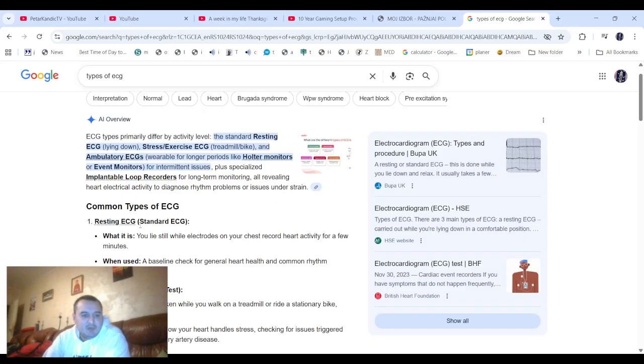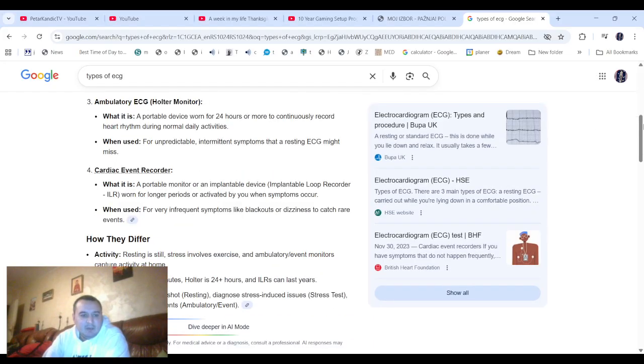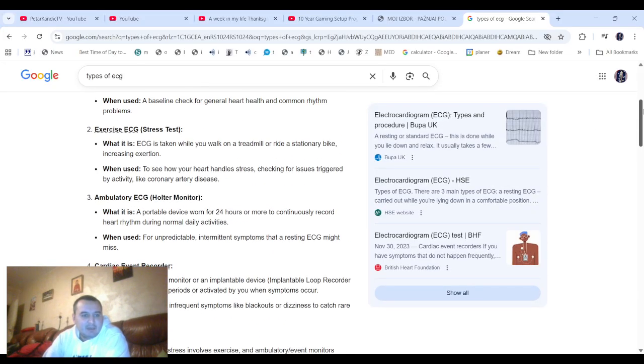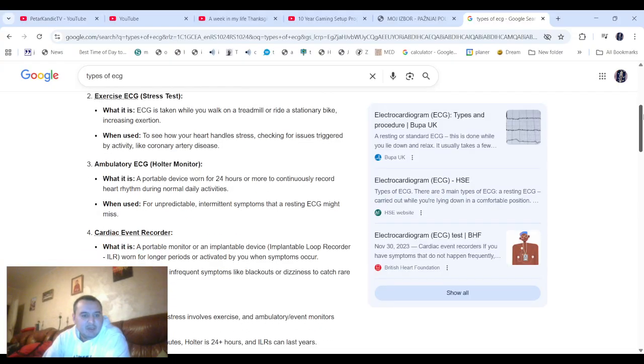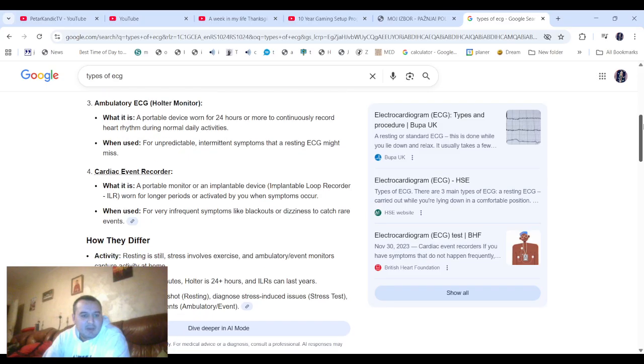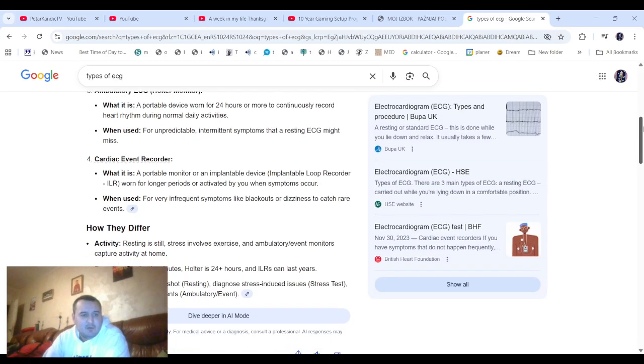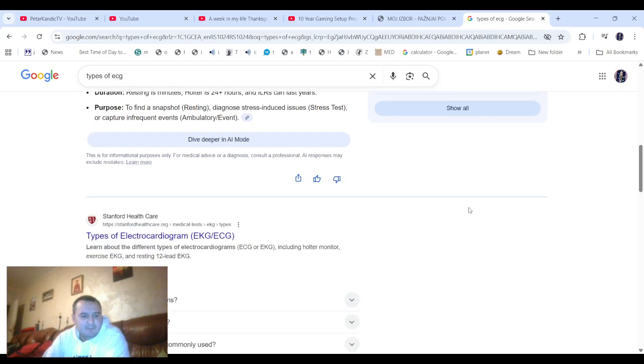Common types of ECG: resting ECG, exercise ECG, ambulatory ECG, cardiac event recorder. How they differ. Types of electrocardiogram.